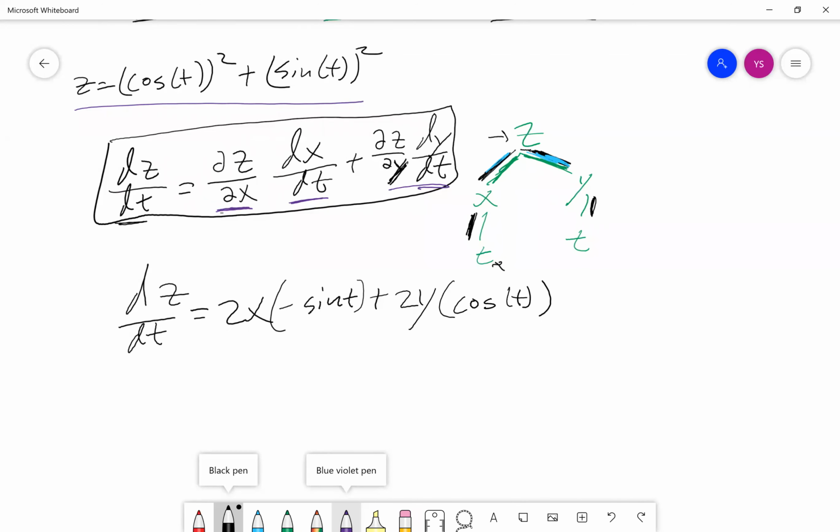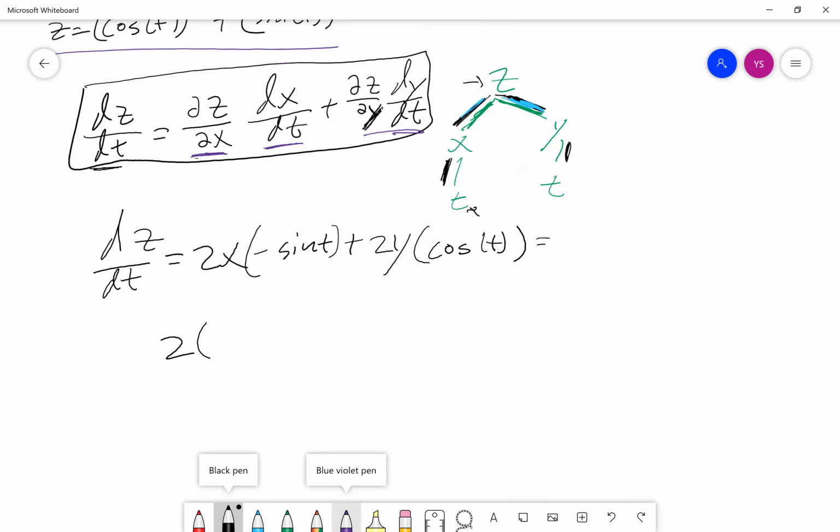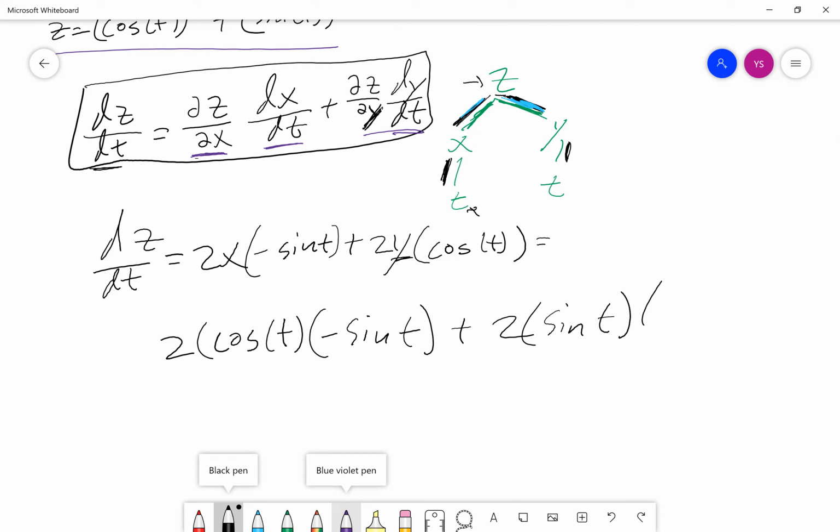Now notice that there are x's and y's here, but you can say that this is also equal to 2, and we know that our x is equal to cosine of t. So 2 cosine of t times negative sine of t plus 2, and our y is equal to sine of t, so 2 sine of t times cosine of t. Any questions about this?